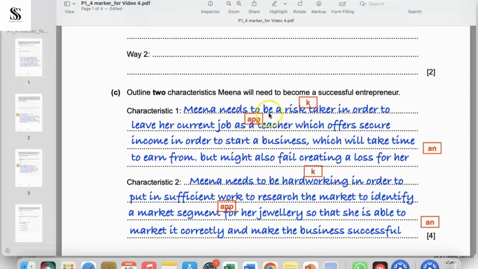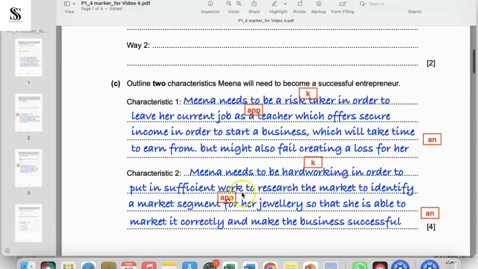In this case, the suggested answer is: Meena needs to be a risk taker in order to leave her current job as a teacher. This reference will give you a mark for application. Then we complete the analysis, which has to end with a consequence, some kind of an end impact. What is it for the business or the person involved here? Here we would say, which offers secure income, in order to start a business, which will take time to earn from, but might also fail, creating a loss. So that is explaining the risk component here.